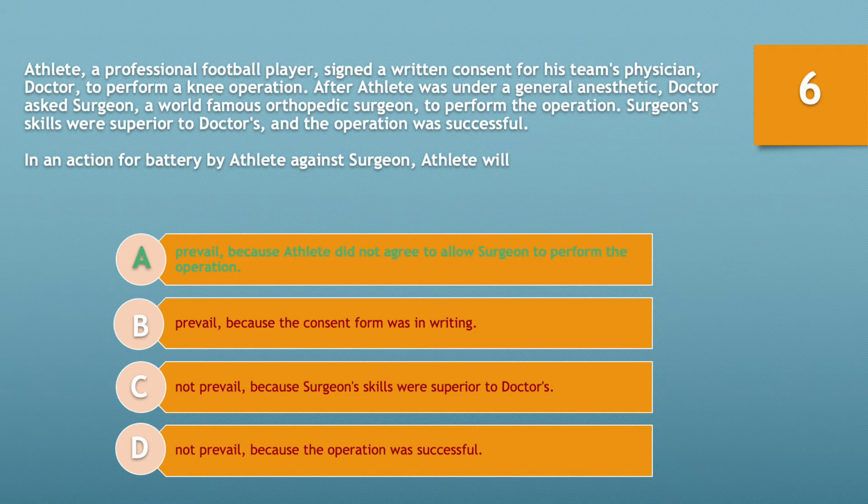C, not prevail because surgeon's skills were superior to doctor's. It's irrelevant as to the skill of the practitioner. What is relevant is that there was a specific consent to have a specific individual. You cannot change that individual. D, not prevail because the operation was successful. Again, the success of the operation is irrelevant. It's the mere fact that the individual that conducted the surgery was not the person who was in fact granted authority to do so. So as a result, A is the correct answer.